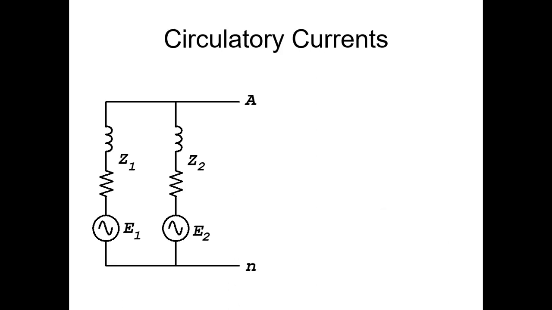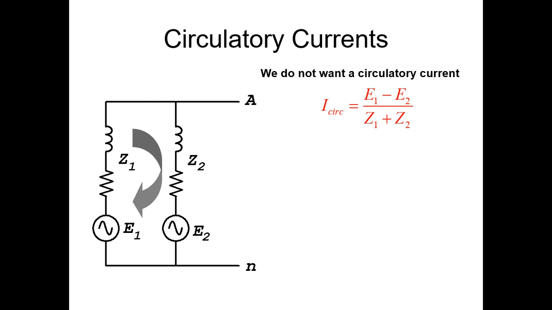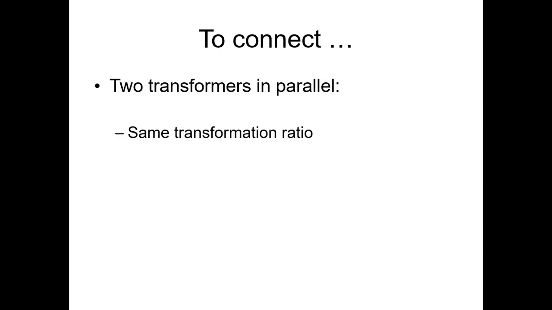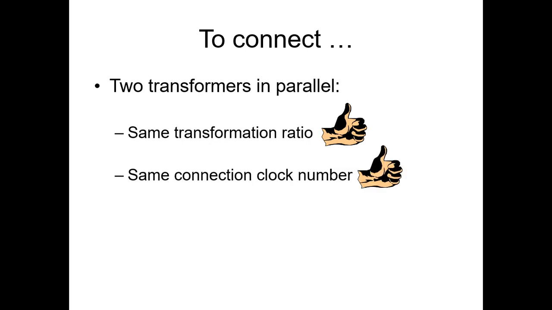We don't want that. For that reason, to eliminate that circulatory current, we have to make sure that E1 is equal to E2. Otherwise, we have an undesirable current circulating between the transformers. One of the transformers is feeding the other one. We don't want that. E1 has to be equal to E2 in magnitude and in phase. This is E1, this is E2. Well, it is necessary, of course, that the ratios A1 and A2 are the same, and also that the clock groups are the same, right? And that deals with the first two conditions.